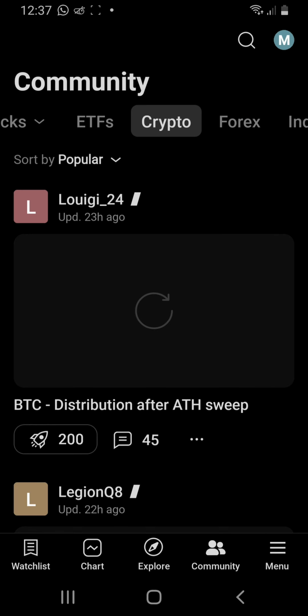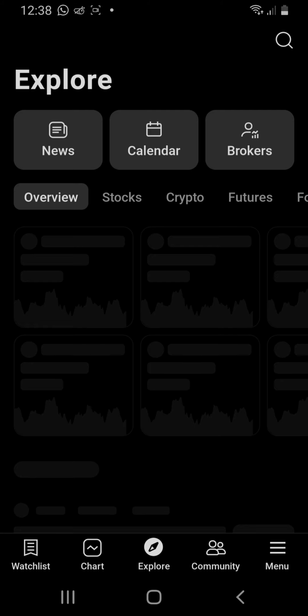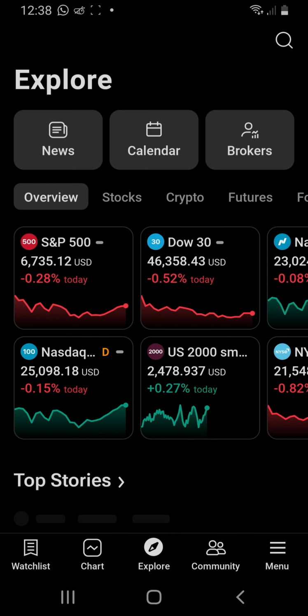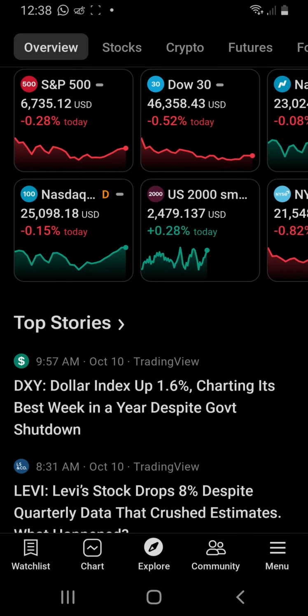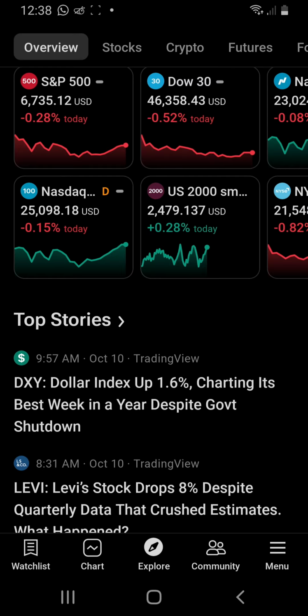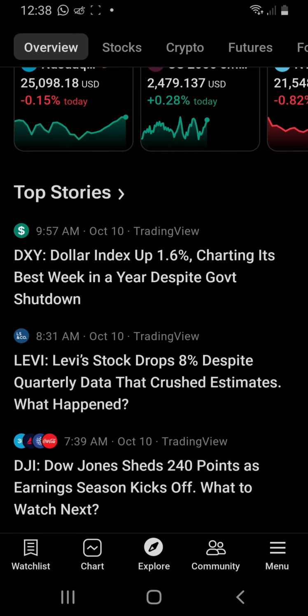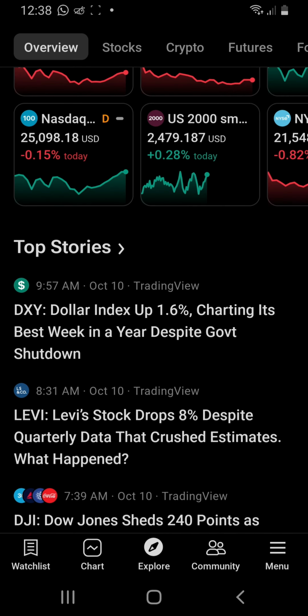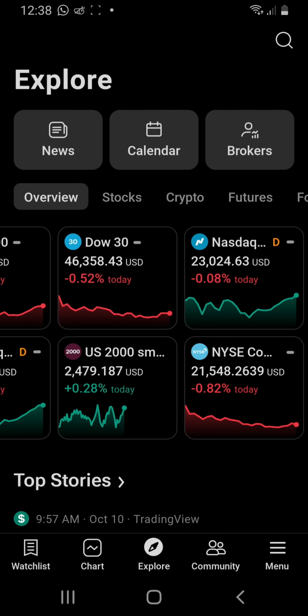So the next thing is explore. You can also do your sentiments in TradingView. It's not all about charts and doing the analysis. You can also do your sentiment here. So what is sentiment? It is the variation between manipulation, between the buyers and the sellers level. So you can also do your sentiment.